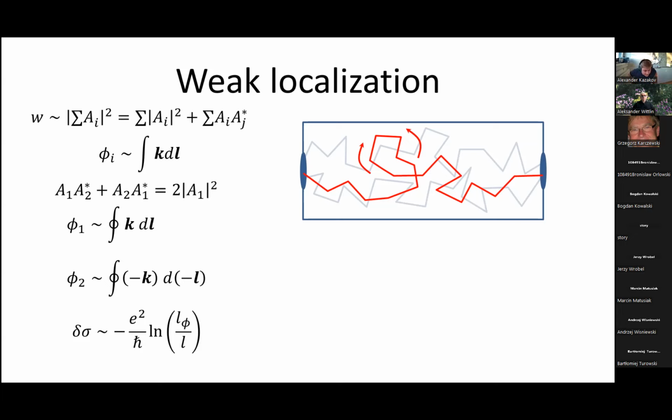And if one calculates, one can get that such an effect manifests itself as some negative contribution to the conductivity, which has some logarithmic dependence on the size of the loop relative to the inelastic scattering length, over which the phase of the carrier is conserved. And the order of this effect is e squared over h, the quantum conductance. So it is a pretty small value.